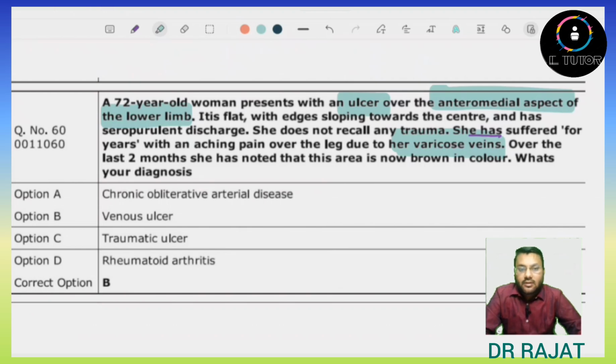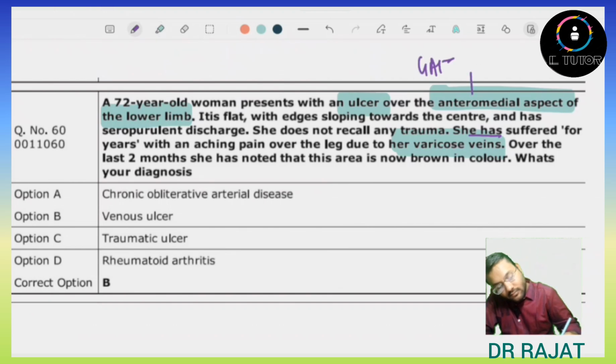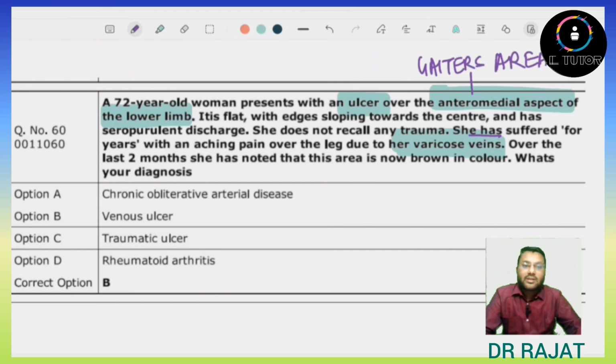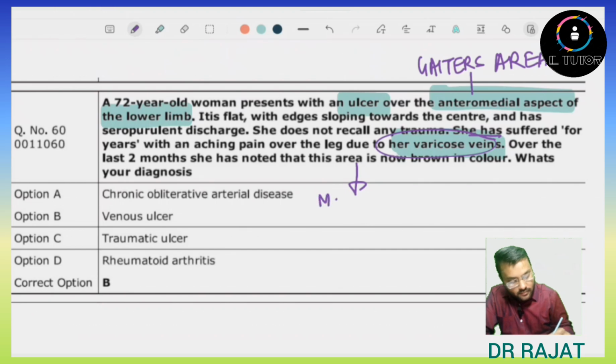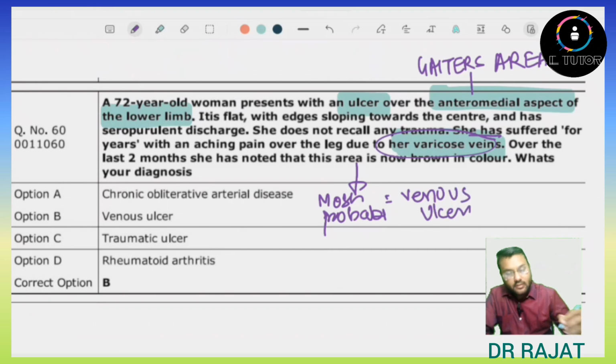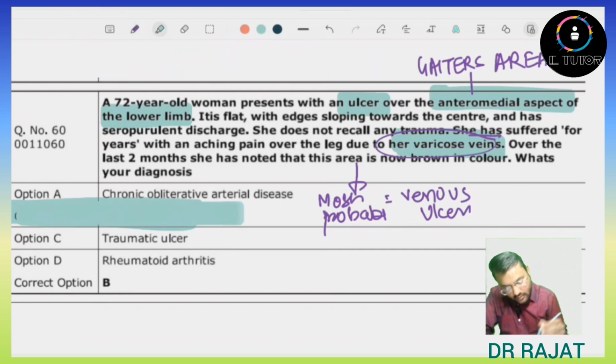So, what's your diagnosis? Whenever there is an ulcer over the anterior medial aspect, which is the gaiter's area, and after the varicose vein, then it is most probably a venous ulcer. So, history of varicose vein is present. So, it is most probably venous ulcer, because they have given anterior medial aspect, which is the gaiter's area, and it is the most common site for the venous ulcer. So answer here will be option number B, venous ulcer.